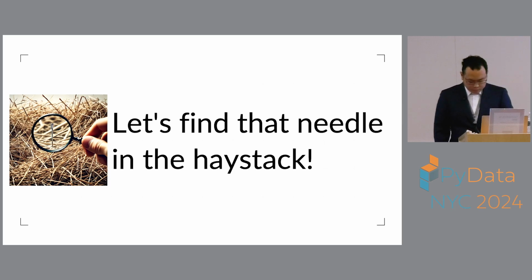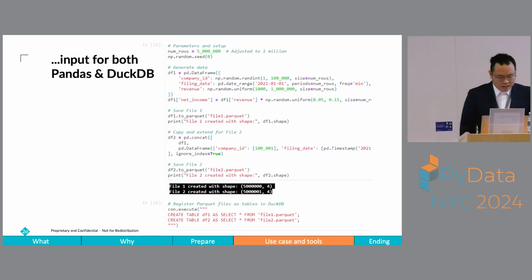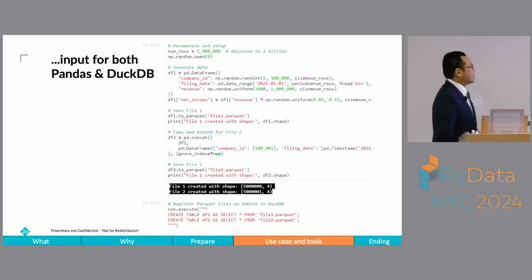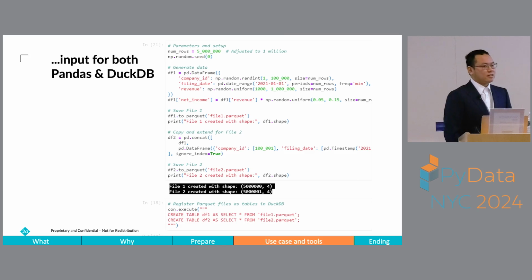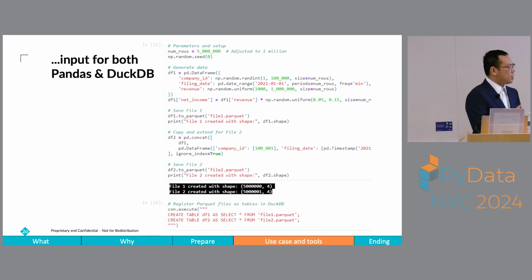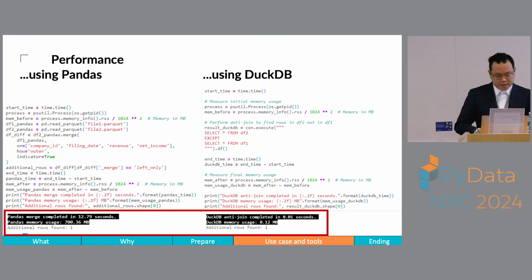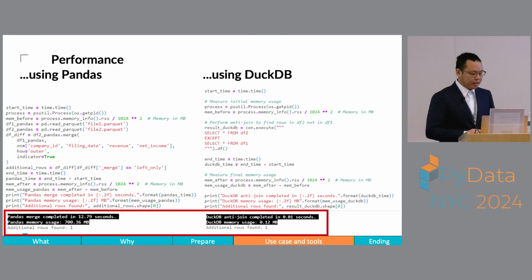Cool. Let's go back to finding that needle in the haystack. I'm just creating very simple dummy data, using the schema I presented in the last slides. Assume I'm generating 5 million rows, both with 4 columns. I'm trying to do a data frame diffing using pandas and DuckDB, and I want to see the part at the bottom.